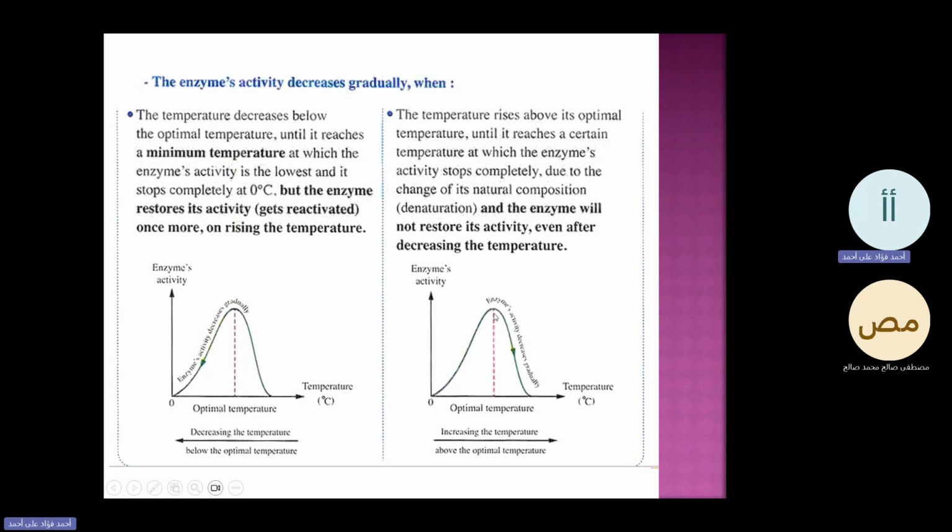طب what happens if the temperature increases above the optimum degree؟ ايه اللي بيحصل؟ ان الاكتيفيتي بتاعت الانزيم برضو بيحصل لها decrease until the enzymes stops completely. ده what happens if the temperature rises up or decreases below the optimum degree.